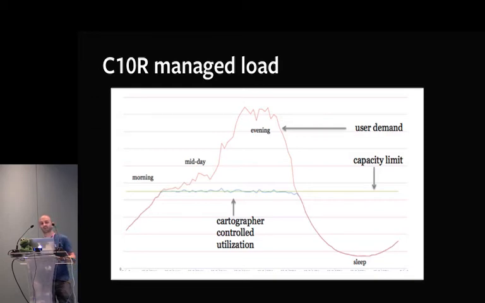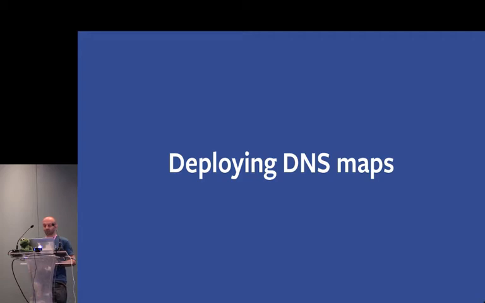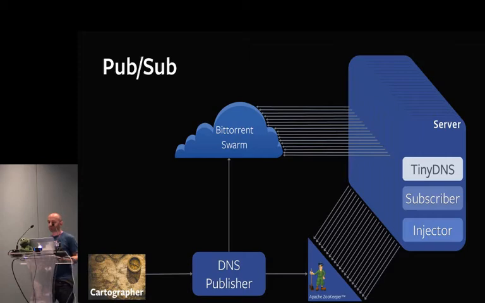Okay, I mentioned that Cartographer was generating DNS maps, but now we need to deploy that to our DNS servers. So we are a heavy user of BitTorrent internally to deploy binaries and stuff. So Cartographer generates that map and passes it on to a job which is responsible for publishing it. We have a pub/sub system where the publisher will basically compile, so we use TinyDNS, and TinyDNS has a simple assumption: there needs to be a data.cdb file in its working directory, and it will pick it up and start serving records from it.